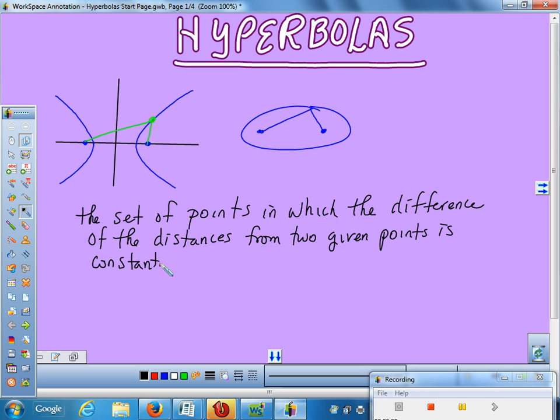So the set of points in which the difference of the distances from the two given points is constant. You know, if you read that definition, just read it and had to try to figure it out, it doesn't make a whole lot of sense till you see it in picture form. Now, I can actually show you that a little better. Are we still writing? Okay, we'll pause a second.